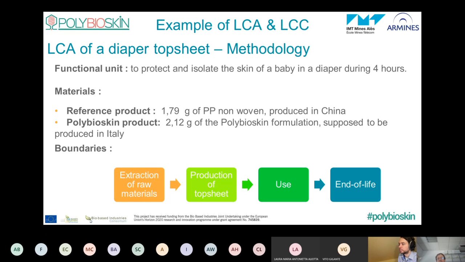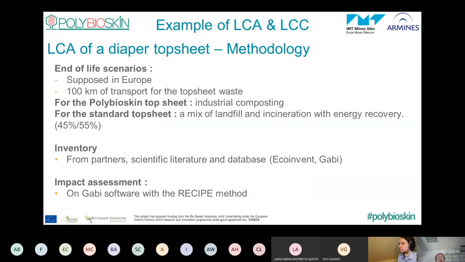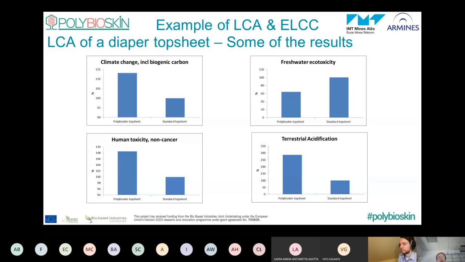The boundaries correspond to the extraction of raw materials up to the end of life, with different scenarios. The scenarios correspond to a production in Europe, a certain distance of transport for the top sheet, and for waste, industrial composting for the POLYBIOSKIN top sheet, but for the standard top sheet, a mix of landfill and incineration with energy recovery. It corresponds to a median possibility in Europe. The inventory used ecoinvent and GaBi, and impact assessment also. Some results for the global process.